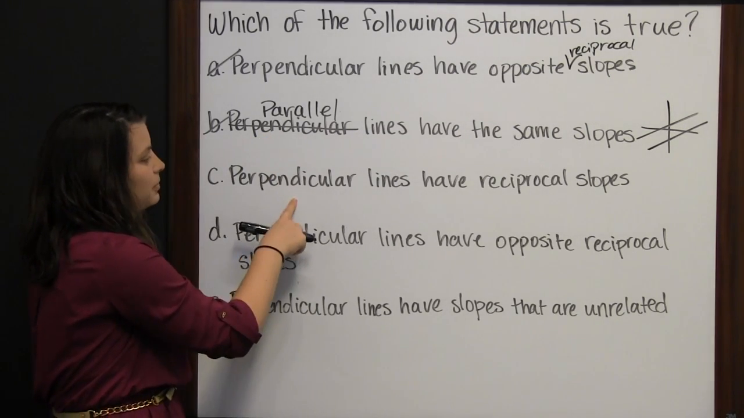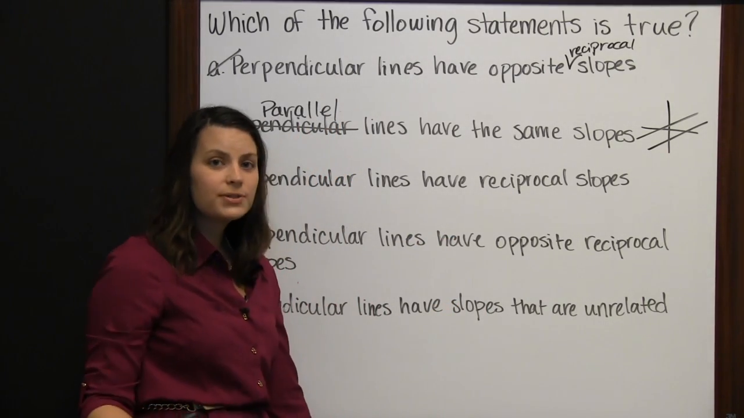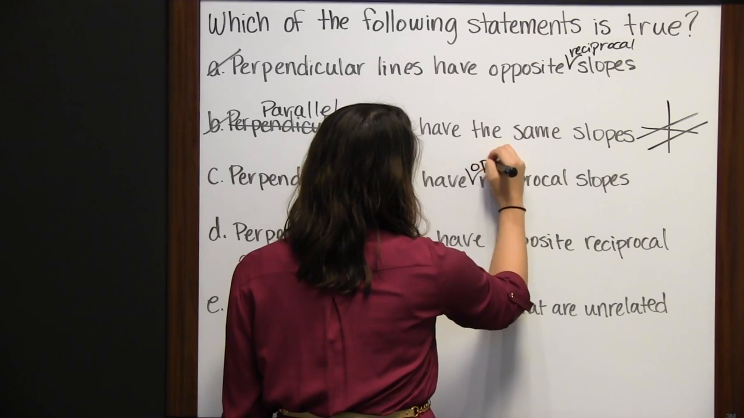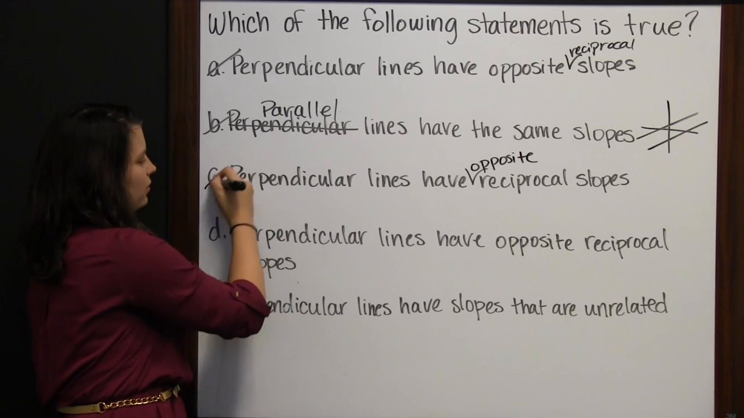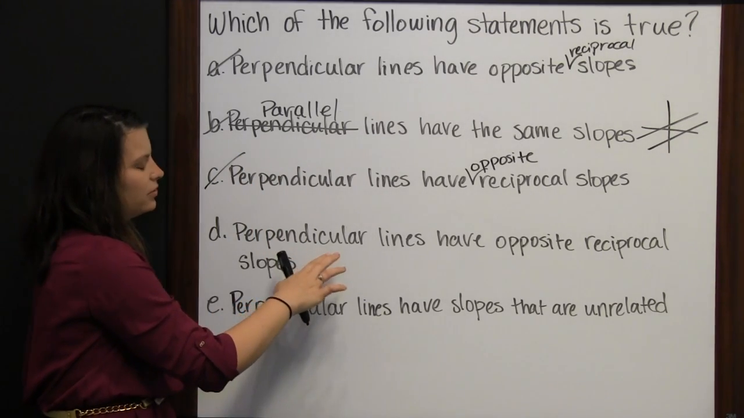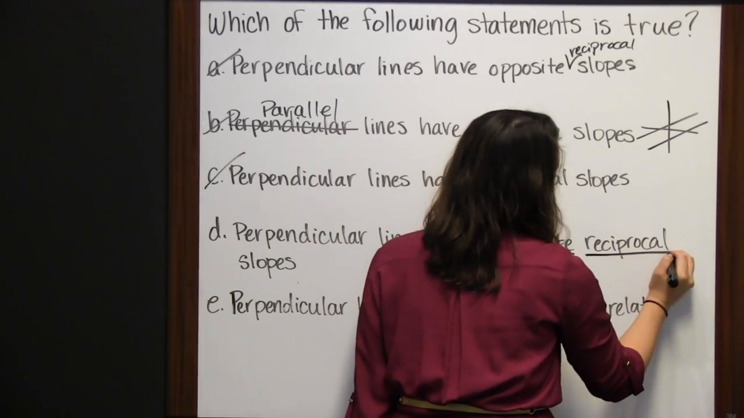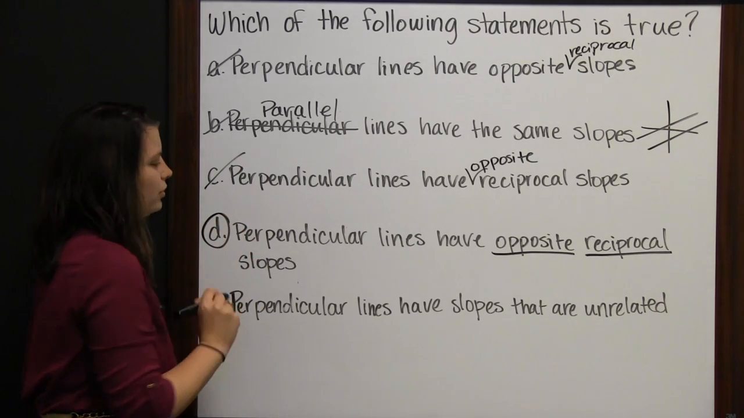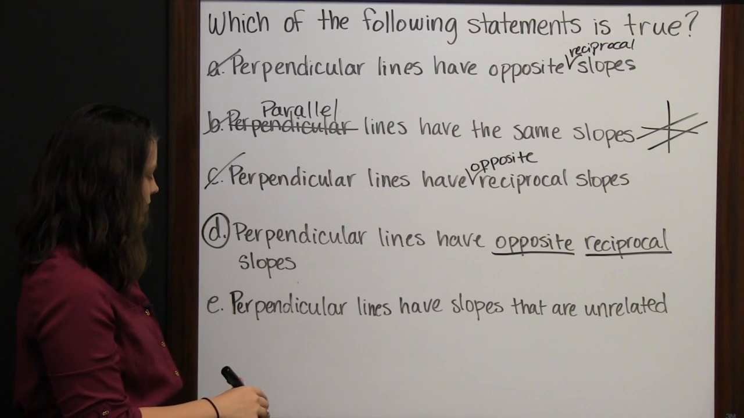C, perpendicular lines have reciprocal slopes. Again, close but missing a very important word, and that is opposite. They have opposite reciprocal slopes. So this is also not true. D, perpendicular lines have, finally, opposite reciprocal slopes. This statement is true. Perpendicular lines do have opposite reciprocal slopes.